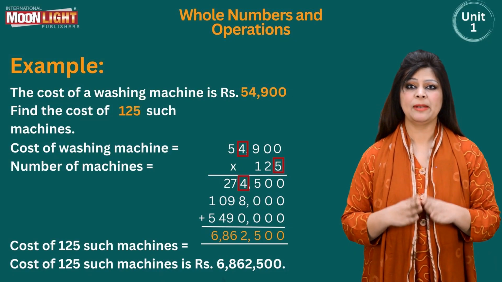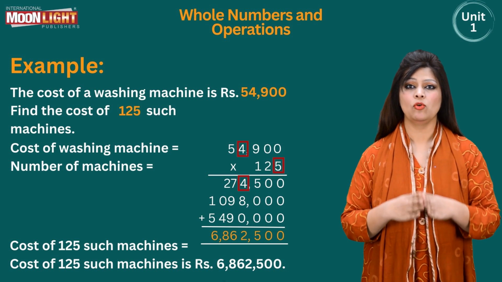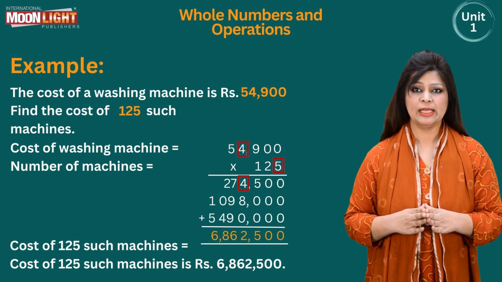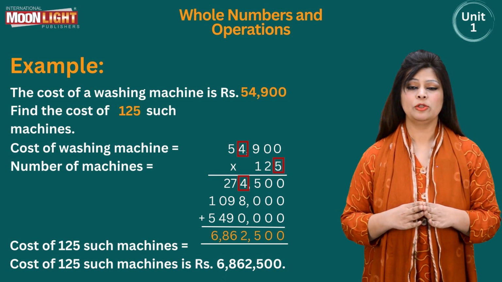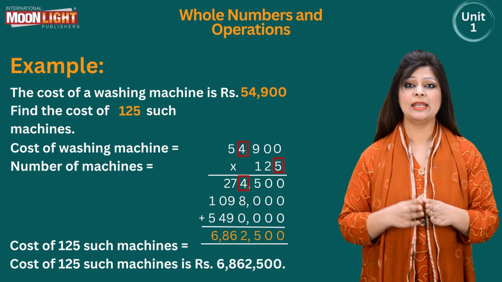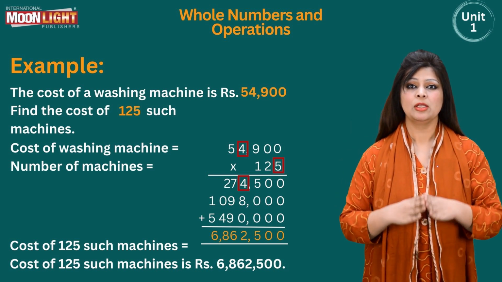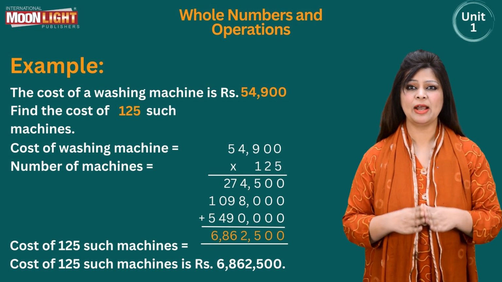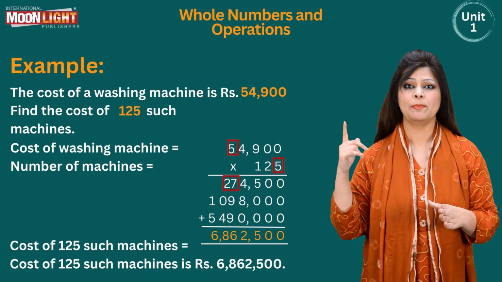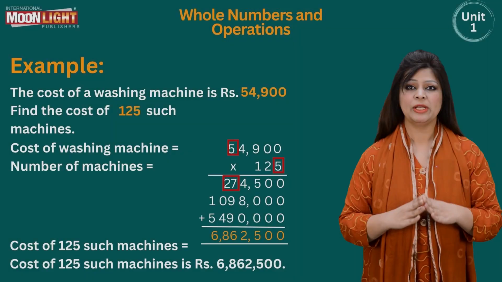Now I'm going to multiply 5 again with the number 4. 5 4s are 20. 20 plus 4 is 24. So I'm going to write the number 4 here and will take the number 2 as carry on the number 5. Now I will multiply the number 5 with the number 5. 5 5s are 25. So 25 plus 2 is 27.